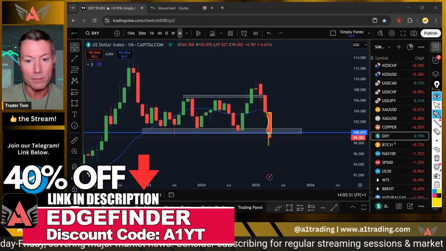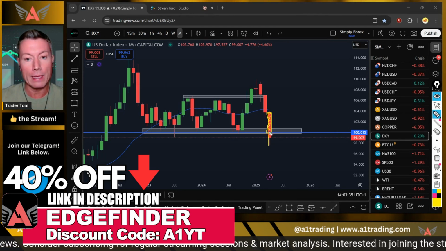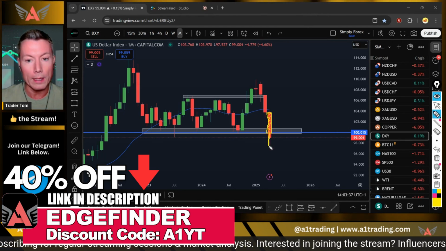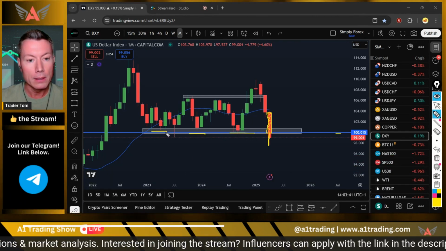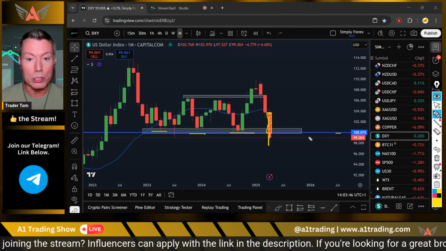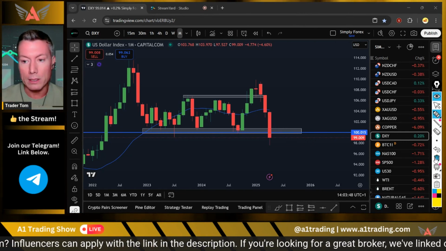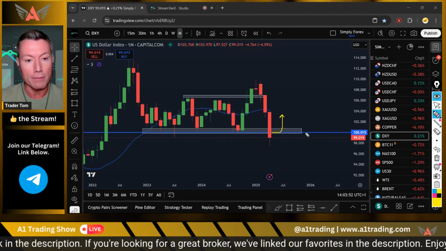Excuse my candle, I've been drinking. I haven't really. But if we got a bit of a candle like this, but just had a bottom wick that closed back into this $100 level and this support level here, then I would suggest, perhaps we can start seeing some US dollar strength bounce off this level.